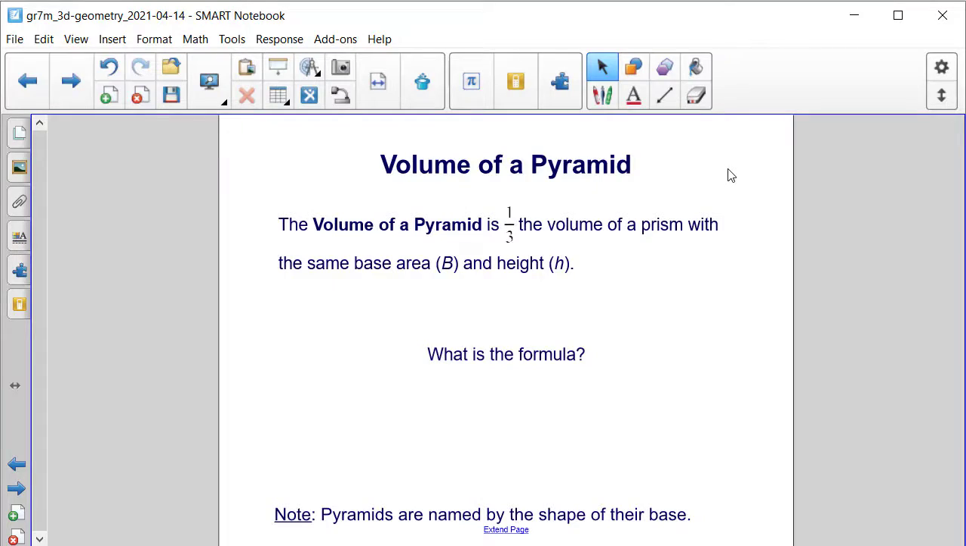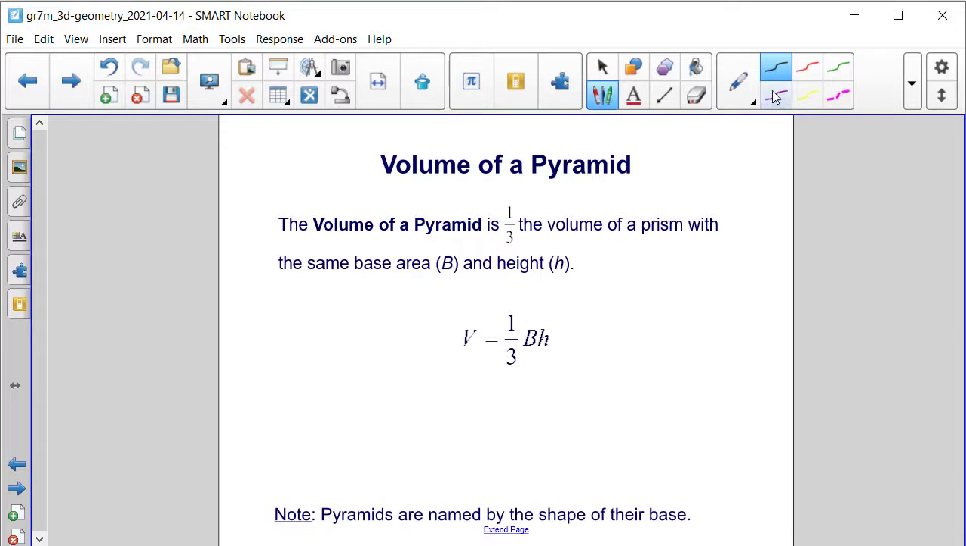The volume of a pyramid is 1/3 the volume of a prism, with the same base area, or capital B, and the height, h. What would be the formula for the volume of a pyramid? Well, the volume formula is going to be 1/3 times the area of the base times the height.